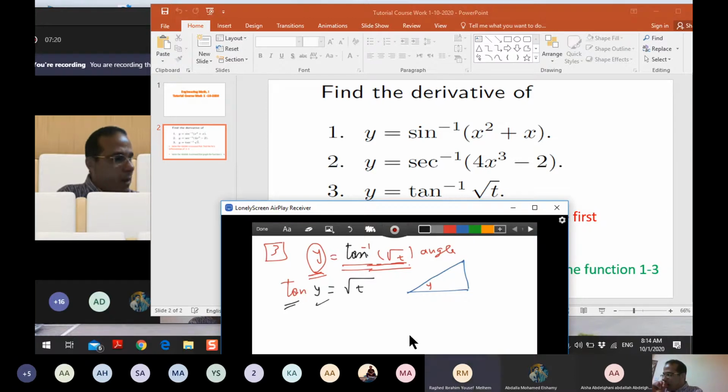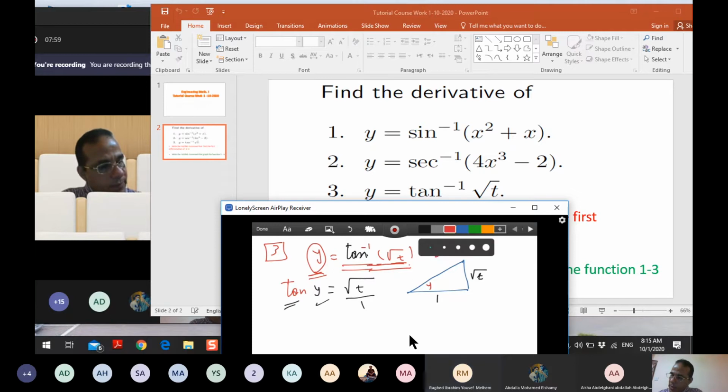What is the tan? It is the opposite over the adjacent, right? So the opposite should be root t. So I have to make the adjacent equal to 1 to divide it. This is exactly like root t over 1, right? Because tan, sine, cosine, all of them are fractions. So we have to know where the fraction is coming from: opposite over the adjacent. If I assume the opposite is root t, the adjacent will be 1.